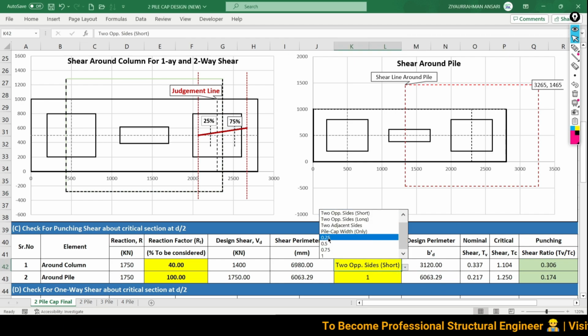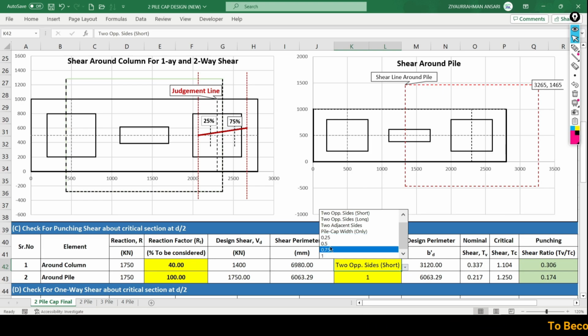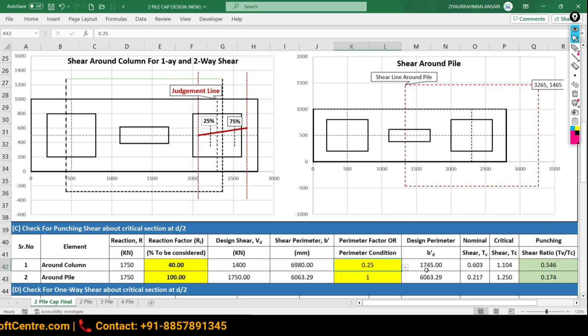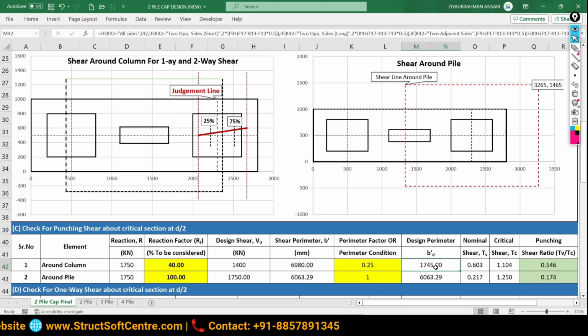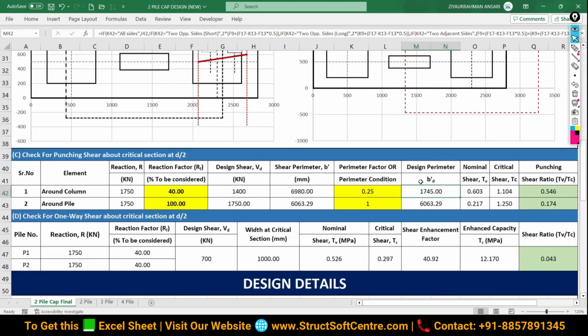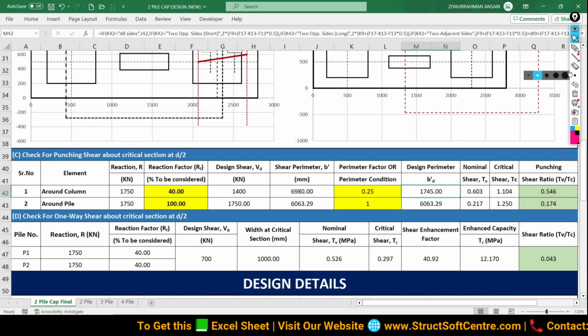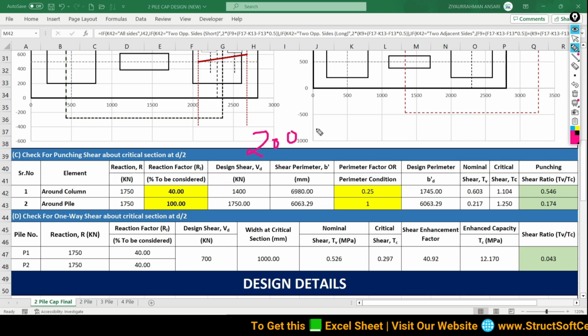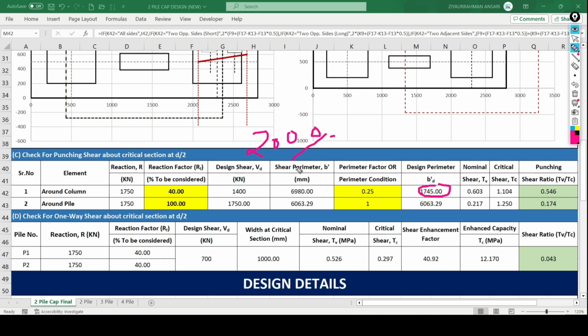Let's say I am going to take 0.25 only. Whatever the total perimeter, amongst that I am going to consider 0.25, 25 percent only. So it is coming out to be 1745. So let's say, okay, 2000 is actual. So still we are moving towards the safer side. Actually 2000 should come, and I am going to consider a resisting perimeter of only 1750 almost. That is acceptable, not a problem. Okay, you will be on the safe side.